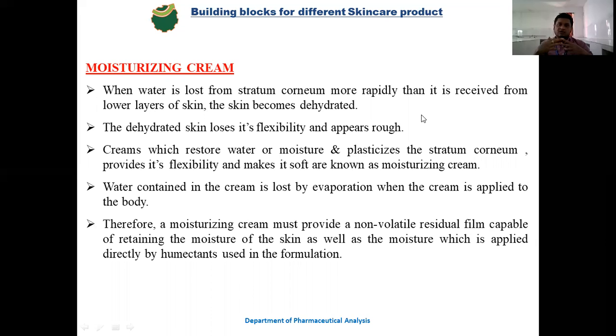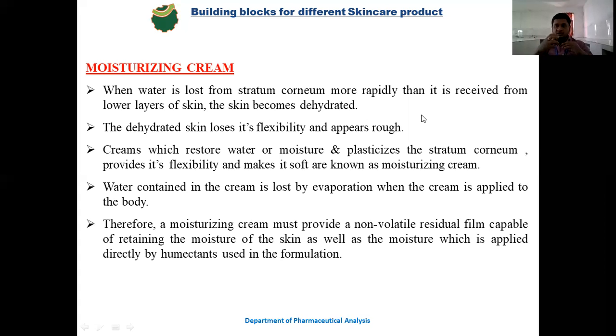So in the dry season, when the water is lost from the first layer of the epidermis, there will be a loss of water from the epidermis very rapidly. So what will the stratum corneum do? It will take the moisture from the deeper layer to the stratum corneum, and that water also gets lost. So continuously the water gets lost from the stratum corneum.